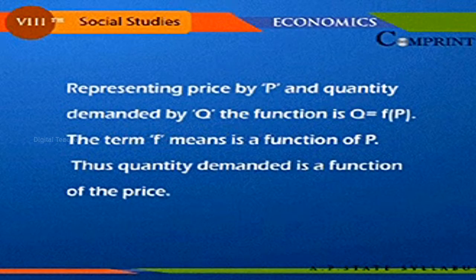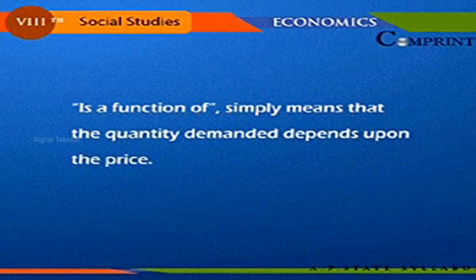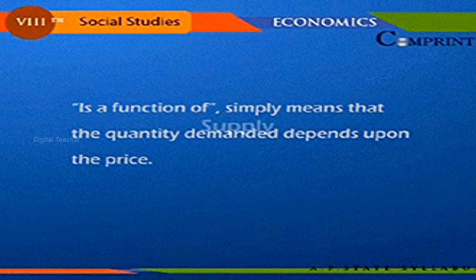Algebraic representation. Representing price by P and quantity demanded by Q, the function is Q equals F of P. The term F means "is a function of" P. Thus, quantity demanded is a function of the price. "Is a function of" simply means that the quantity demanded depends upon the price.